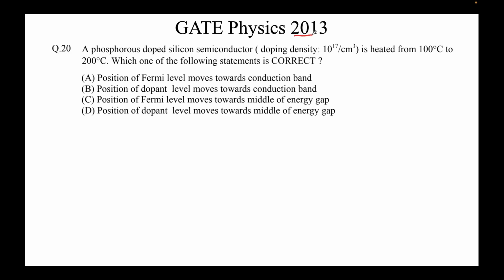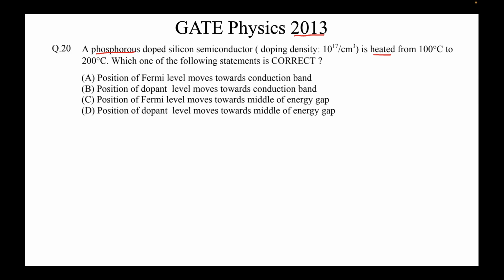The problem statement from GATE Physics 2013 paper reads as follows. A phosphorus doped silicon semiconductor whose doping density is 10 to the 17 per centimeter cube is heated from 100 degrees Celsius to 200 degrees Celsius. Which one of the following statements is correct?